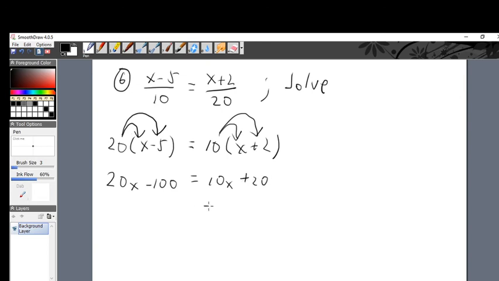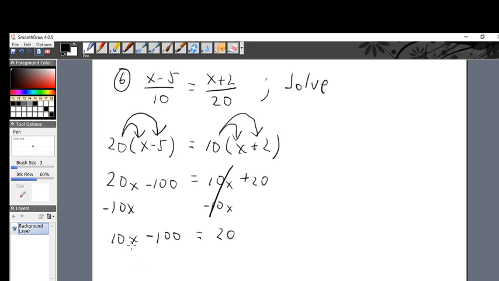Minus 10x on the left and minus 10x on the right. If you have x on both sides of a linear equation, you've got to get rid of one of the x's. I usually pick the smaller one. Whatever you do to the right, you do to the left, and vice versa. This is gone. 20x minus 10x is 10x, minus 100 equals 20.